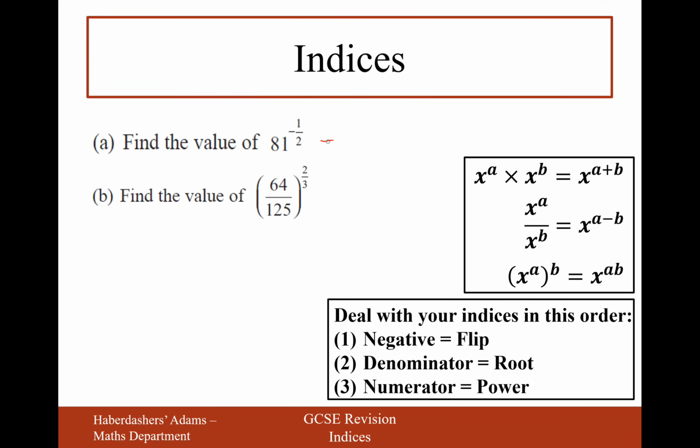Okay, so in the first one, we're going to flip the fraction upside down. So it's going to be 1 over 81 to the power of half. And then with the half, we square root. Power of a half is a square root, so it's 1 over 9. 1 square rooted is 1, 81 square rooted is 9. So there we are, that's the answer to that one there.